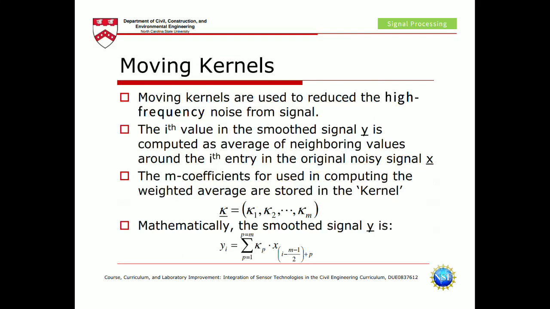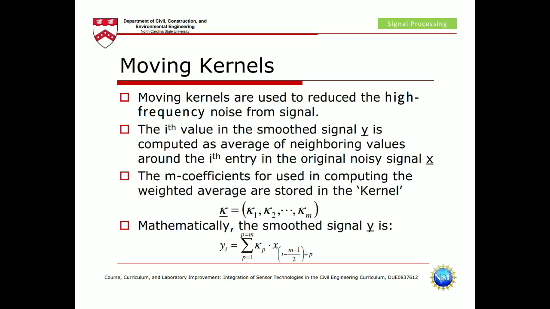What are moving kernels? Moving kernels are used to reduce the high frequency noise from a signal. Remember this line: moving kernels are used to remove the high frequency noise from the signal. The ith value in the smooth signal y is computed as an average of neighboring values around the ith entry in the original noisy signal x.